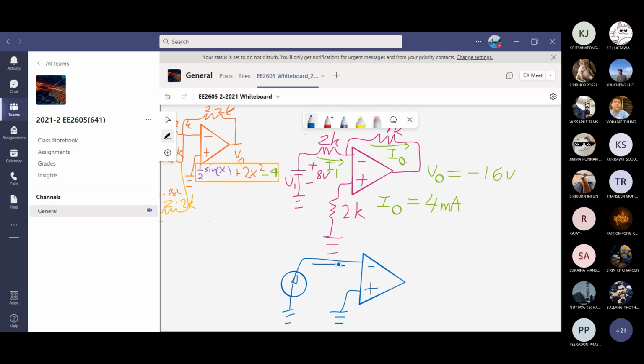This is input I1. I did not draw the resistor. It is 20 milliamp. Okay, it should have a resistor here. And then you have a feedback resistor. This is V out. The feedback resistor is 2 kilo ohm. This one is 1K. I just pick a value.